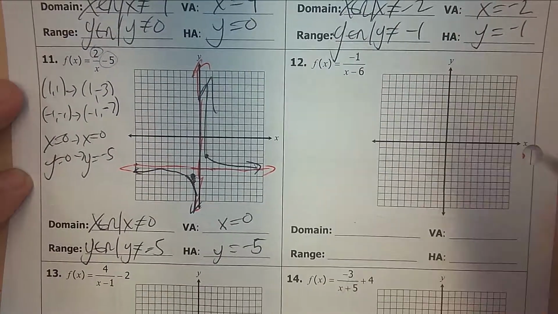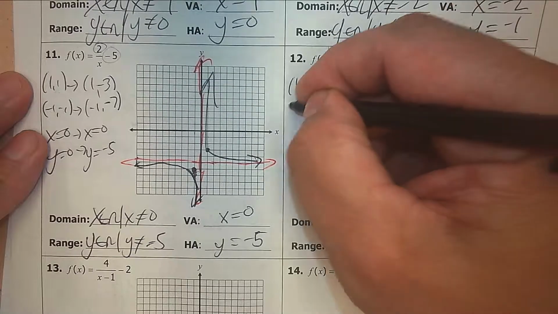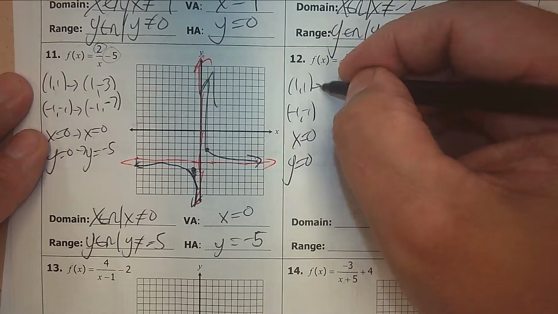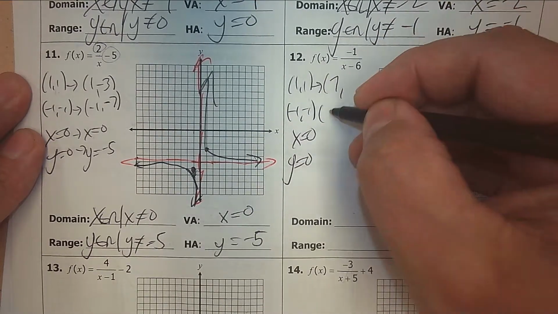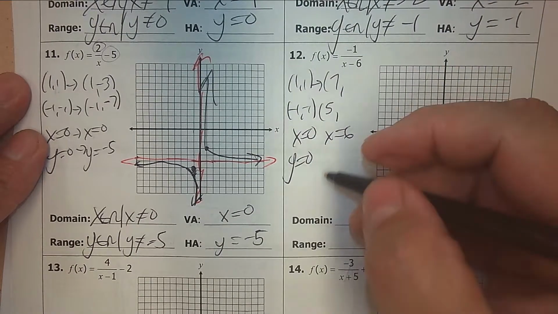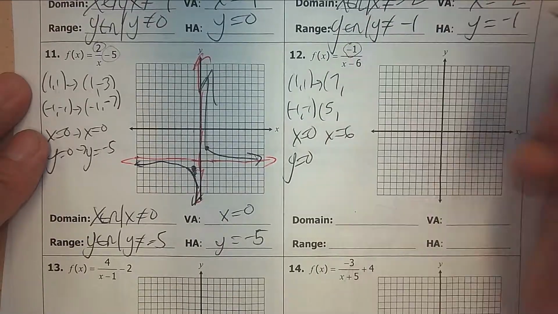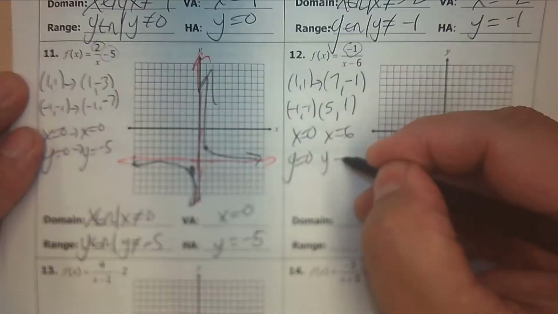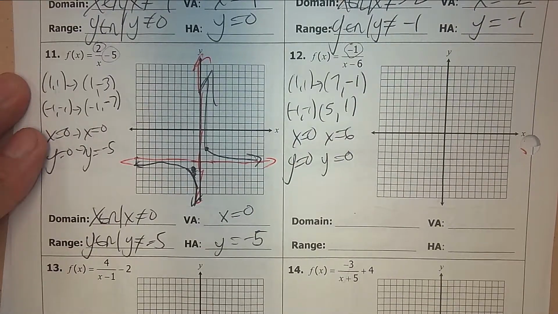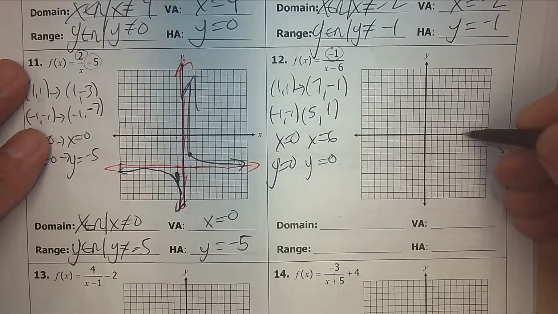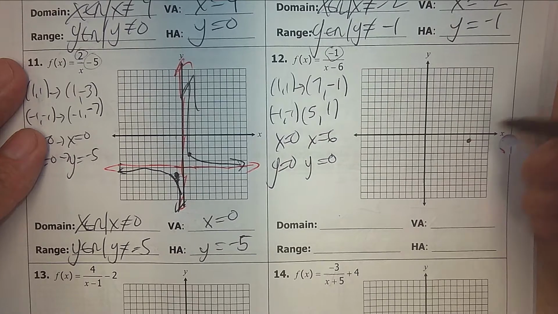Start with the parent, and then transform. In the denominator, I'm going to add 6. And then negative 1 to the y. So it's negative 1, positive 1, and stays 0, because 0 times negative 1 is 0. So find 7, negative 1. And 5, positive 1.